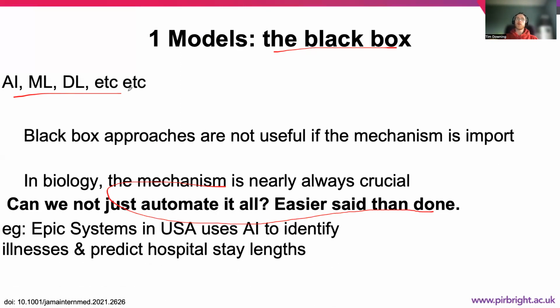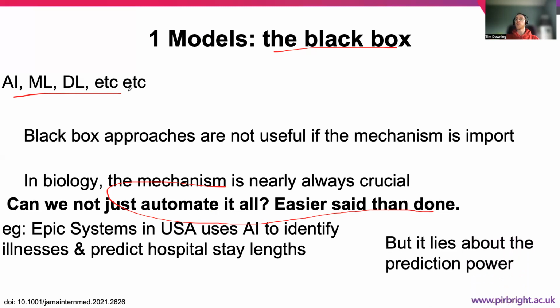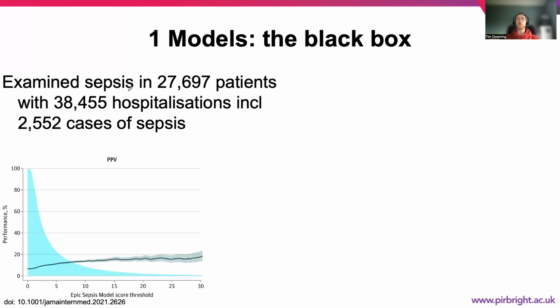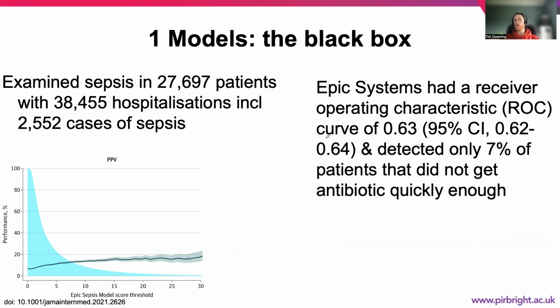An example of this is Epic Systems in the USA, which used artificial intelligence to identify sepsis in particular and the associated hospital stay lengths. The issue with that is that it was misleading about the prediction power that it had. Epic Systems looked at 28,000 patients or so with 2,500 cases of sepsis. In a subsequent study, they found a receiver operating characteristic curve of 0.63, which, if you know anything about these curves, is pretty low.